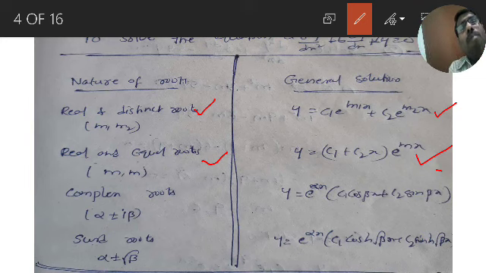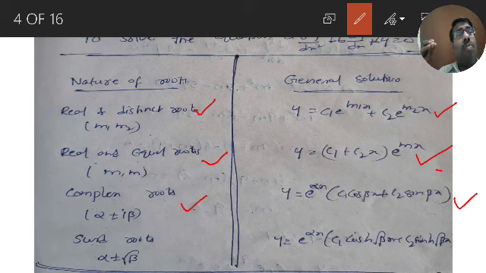When the roots are complex roots, alpha plus i beta and alpha minus i beta, then the general solution is y is equal to e power of alpha x into c1 cos beta x plus c2 sin beta x. So this is the main thing of the chapter.